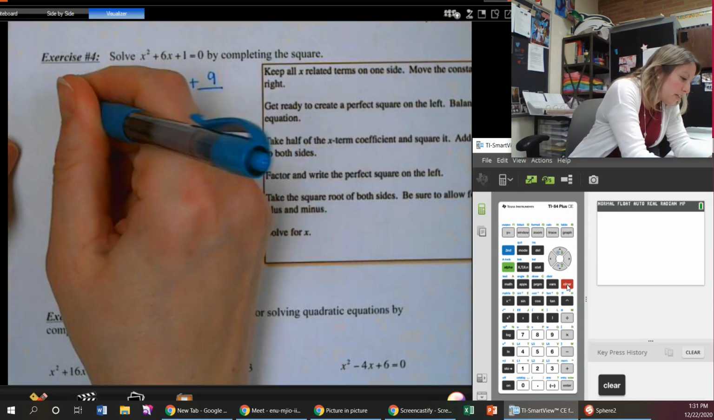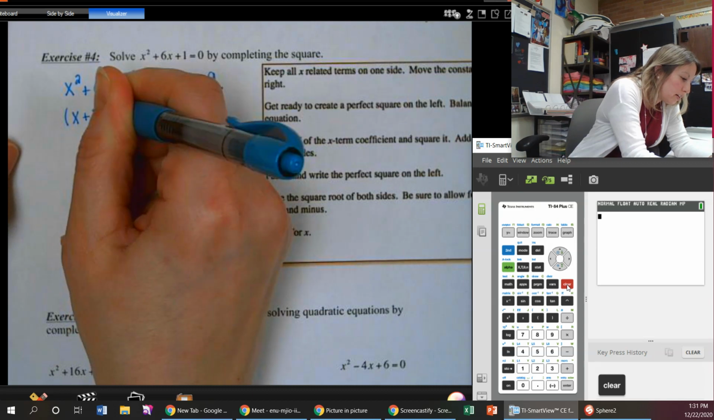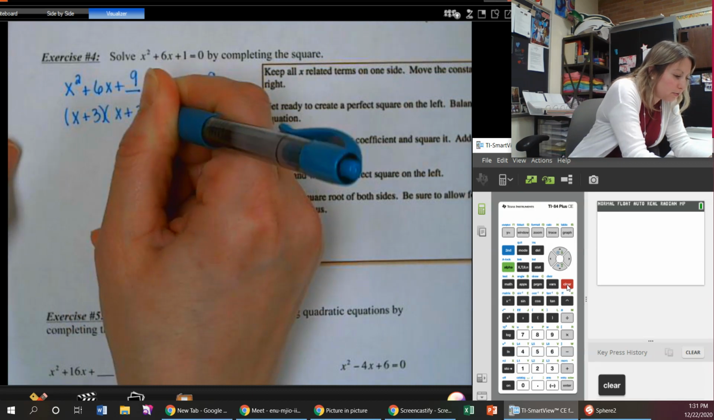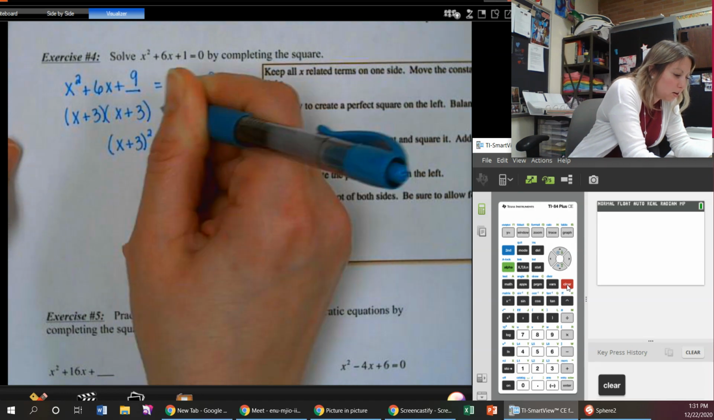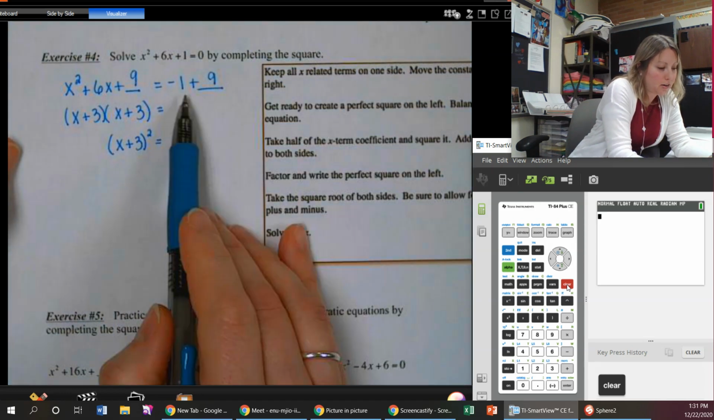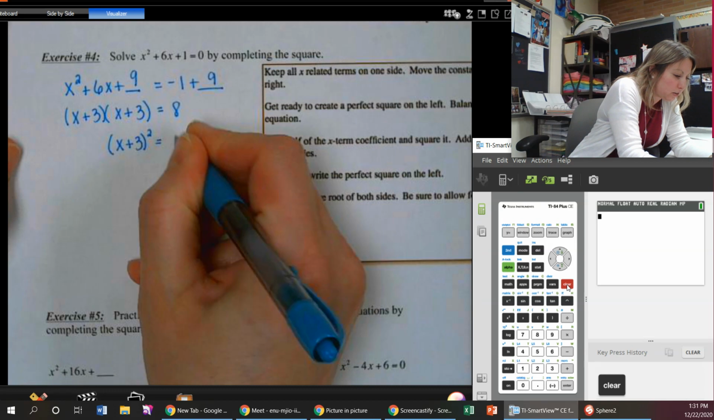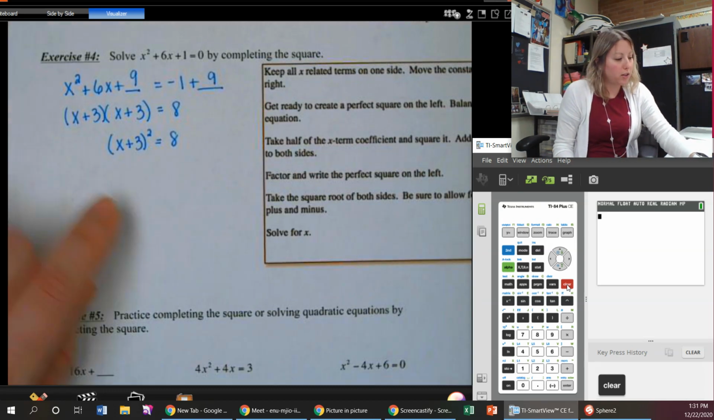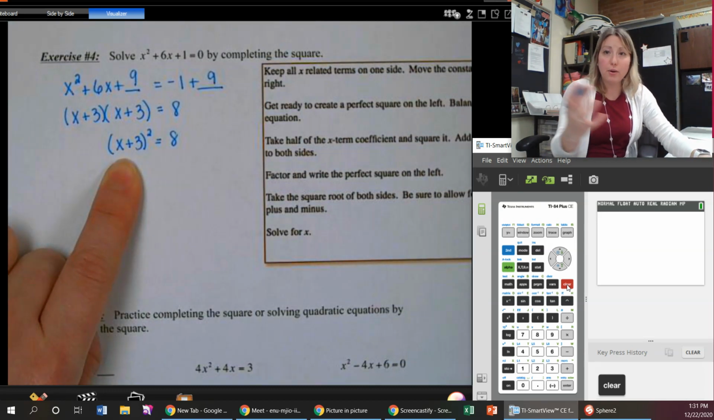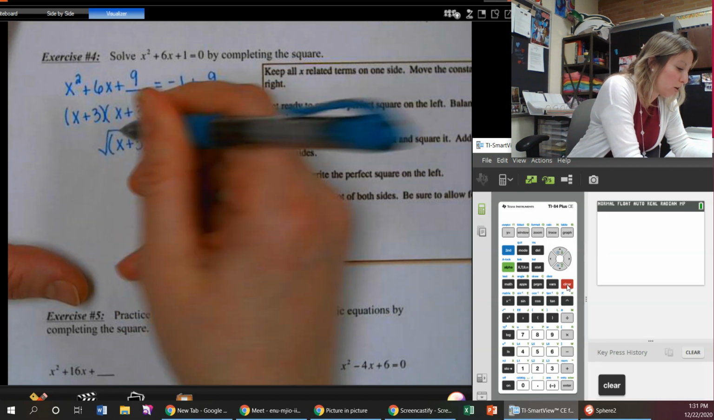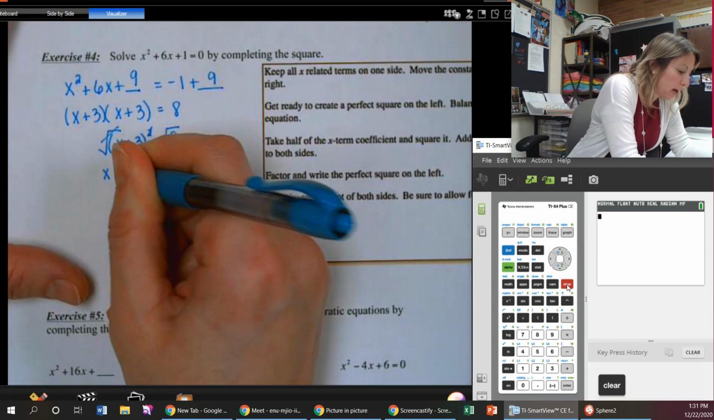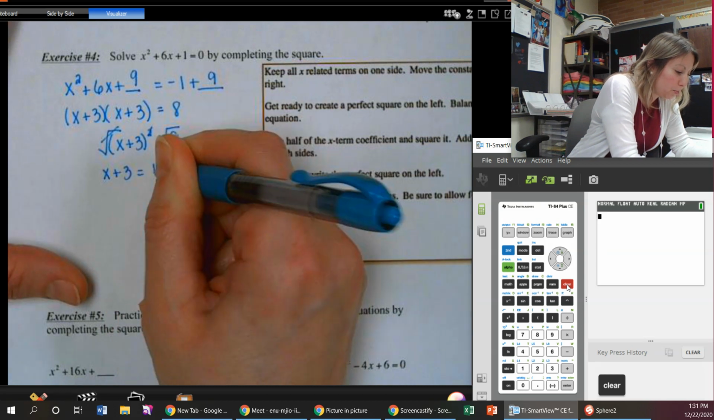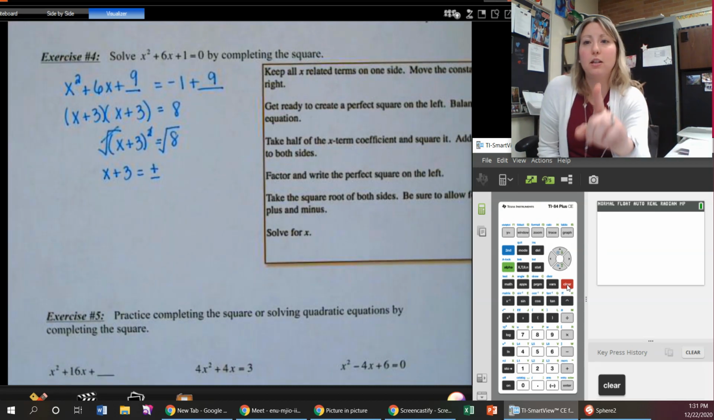So over here, that's x plus 3 times x plus 3. That, of course, can be written as x plus 3 squared, which was my whole goal. Meanwhile, on the other side, negative 1 plus 9 has been 8 this whole time. But once I got this, now I can take the square root of both sides. So those cancel, x plus 3 comes out. Over here, throw the plus and minus in front of it and simplify.